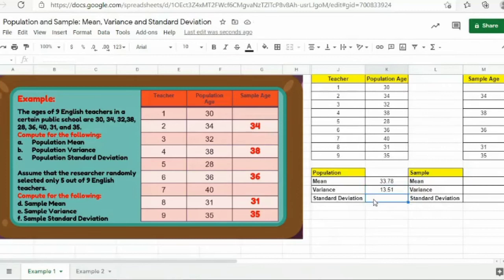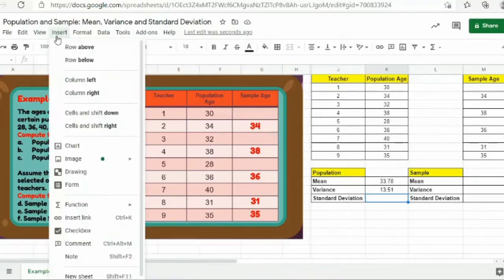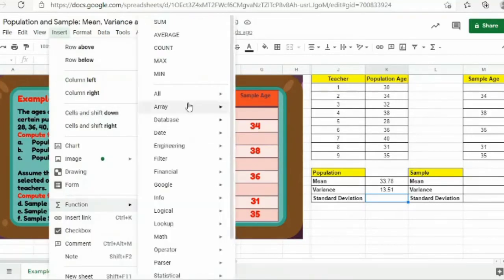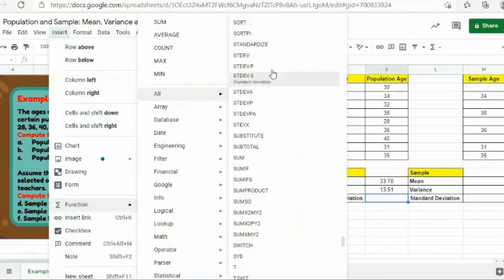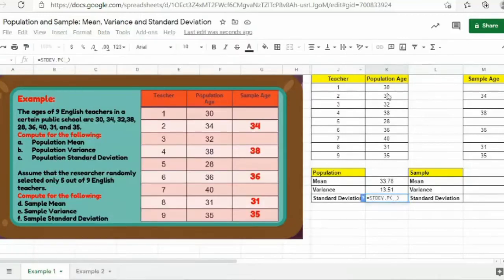Then lastly, solve for the population standard deviation. To solve for the population standard deviation, go to insert, then function, and then all, and then look for the formula for the standard deviation of the entire population, and then select 30 up to 35, and then press enter. Then round up our answers to at least 2 decimal places. So I will have 3.68 for the population standard deviation.